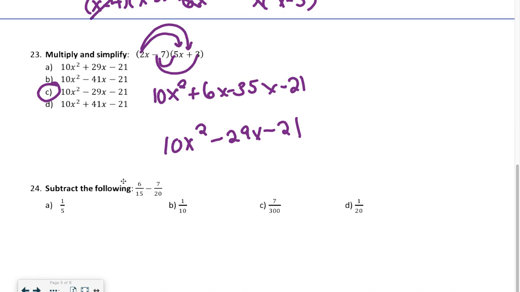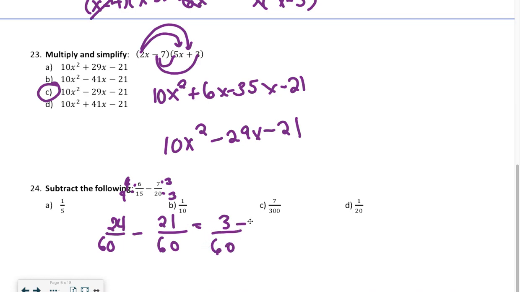We need a common denominator, so a common denominator would be the least common multiple of both of these. 20, 40, 60 would be our least common denominator. 15 goes into 60 4 times, so we have to multiply the top and bottom by 4. 20 goes into 60 3 times, so the top and bottom by 3. We get 3 over 60, which we clearly see is not an answer, but if we reduce that by dividing the top and bottom by 3, we get 1 over 20, which is the correct answer.